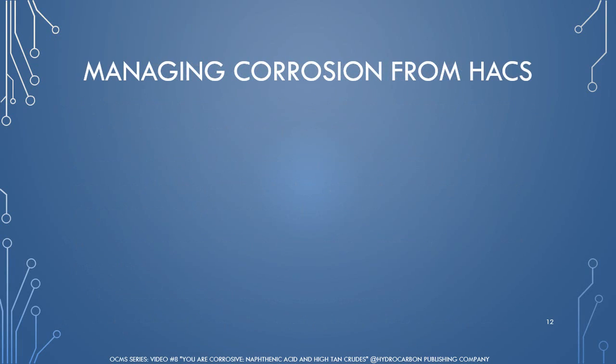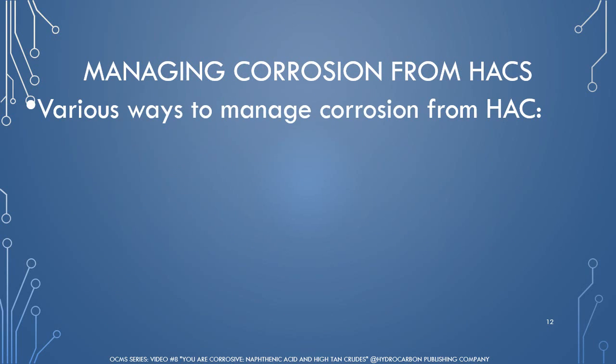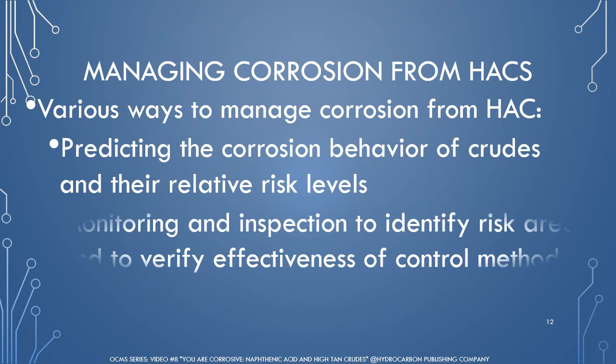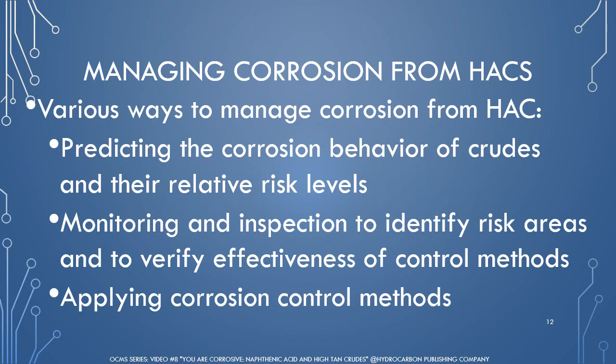The various methods of managing corrosion from high-acid crudes include predicting corrosion behavior of crudes and their risk levels, monitoring and inspection to identify areas at risk of naphthenic acid corrosion and to verify effectiveness of control methods, and applying corrosion control methods.